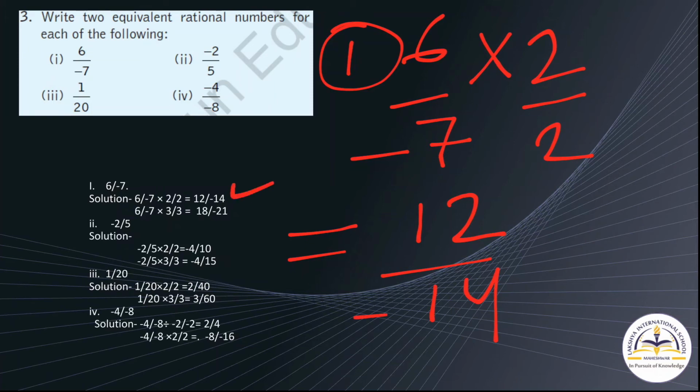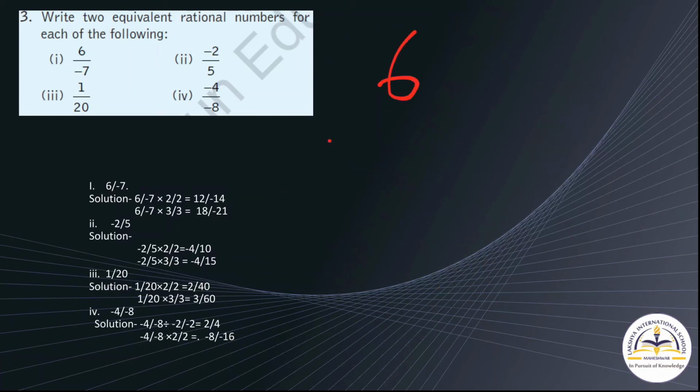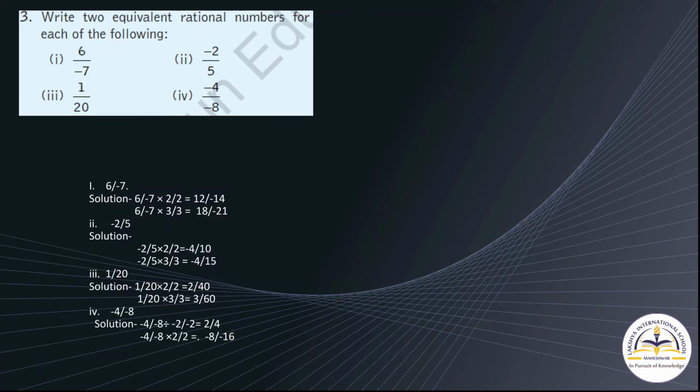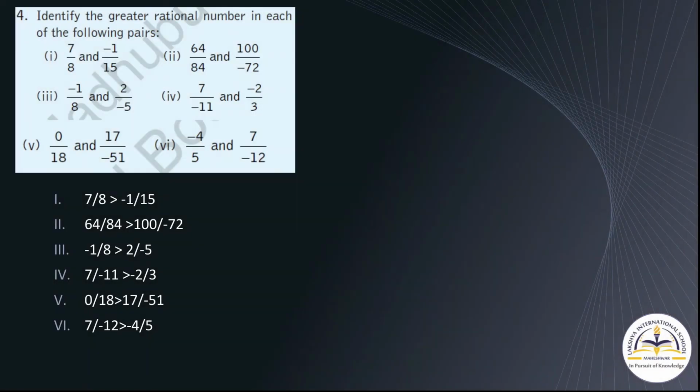Now in the same manner we have to solve one more time, because here we have to find two equivalents. This is our first. Now the second one, 6 by -7 multiplied by 3 by 3. You will get 6 3s are 18, 7 3s are 21. So 18 by -21 is our next equivalent rational number. So you multiply the given number by 2 by 2 or 3 by 3 to find your equivalent rational number. You can also multiply by 4 by 4, 7 by 7, 8 by 8. Whatever number you use, you have to use the same number.